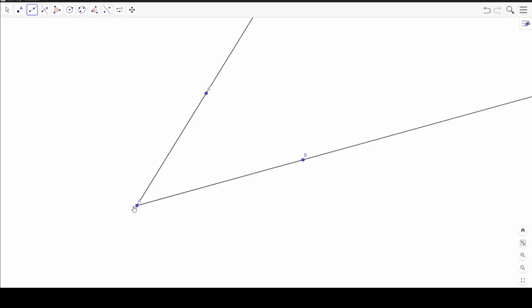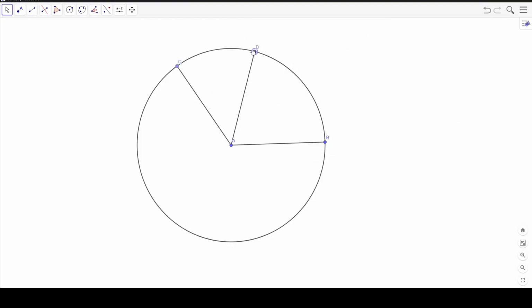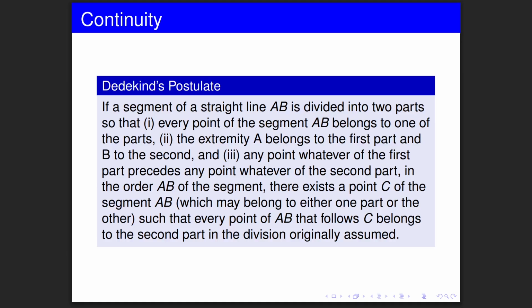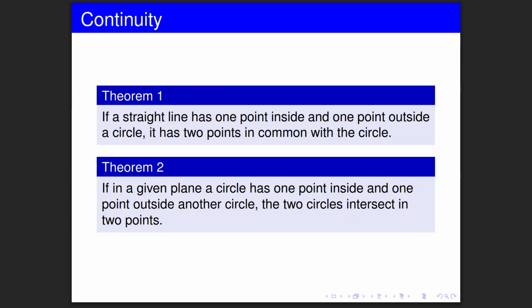Now we can use the postulate of Dedekind to prove a similar result about angles, namely that if we divide an angle into two smaller angles, there always exists a single ray which produces that division. And similarly, we can get a result about segments of circles, namely that if we divide the segment of a circle into two smaller segments, we have a single point on the circumference which produces that division. Now, Dedekind's postulate allows us to prove a couple more important results. We won't go through the proofs here, we'll just state the theorems.